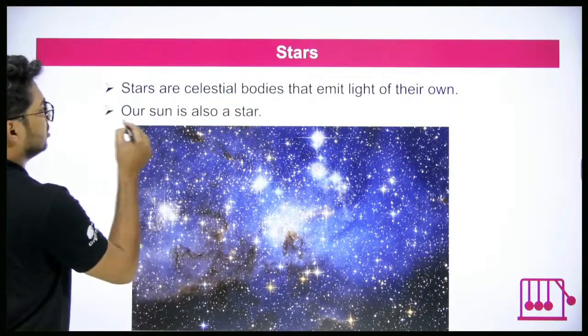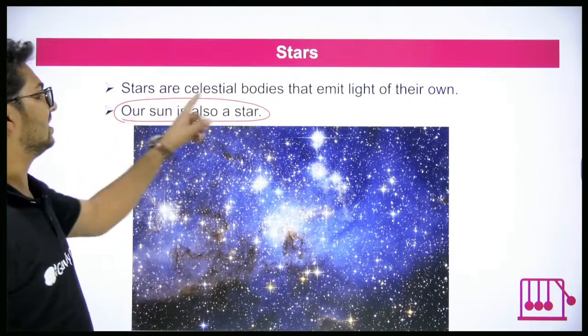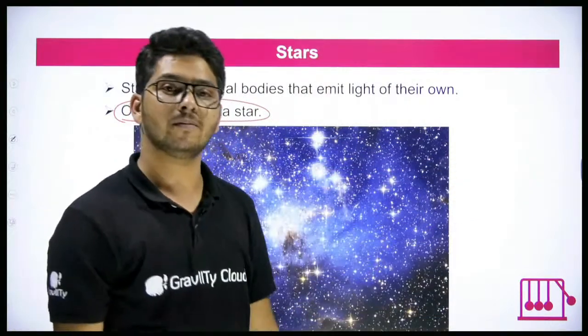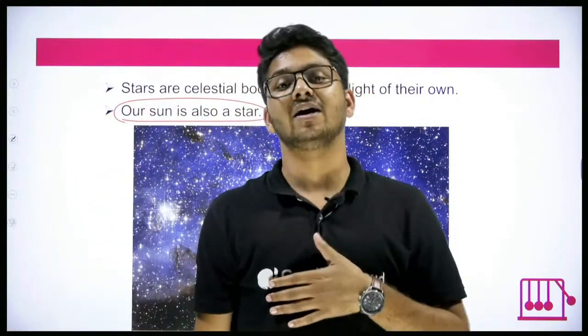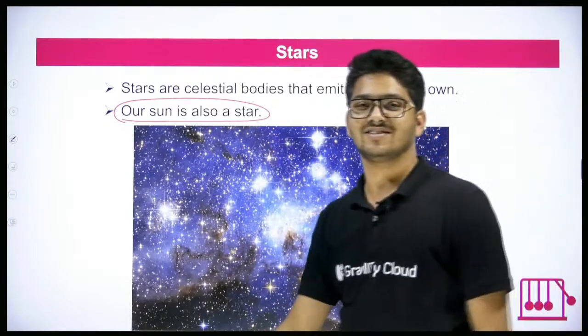So our sun is also a star. Why are we saying the sun is a star? Look at the definition. Stars are celestial bodies that emit light of their own. Does our sun emit light of its own? Yes, it does. So our sun is our star.